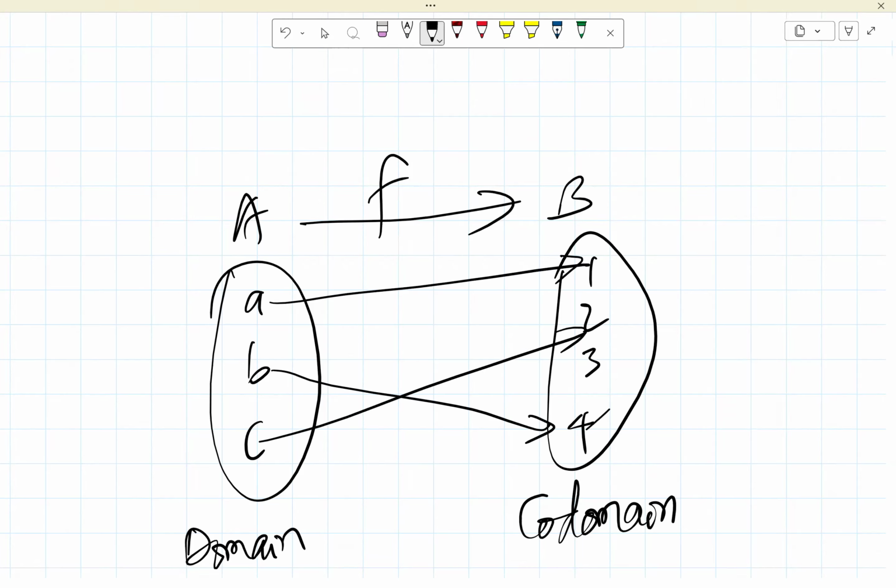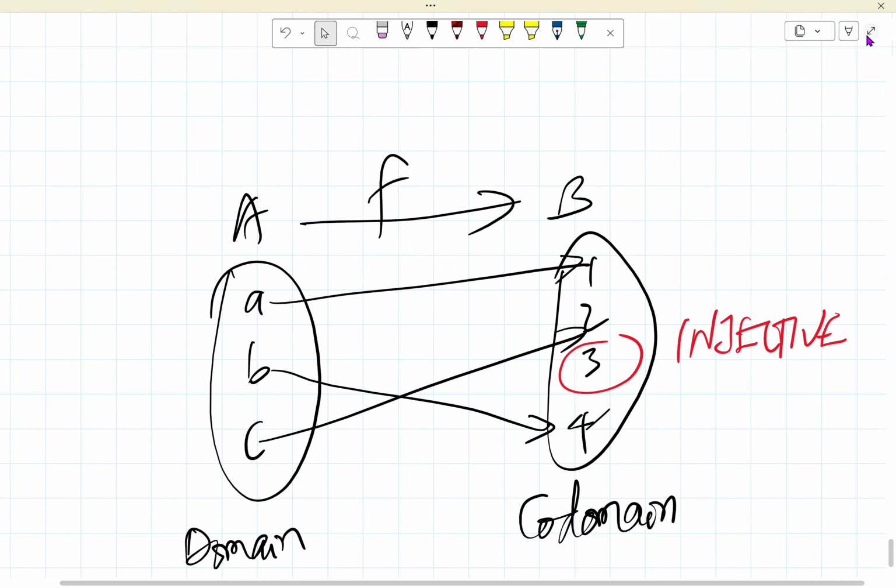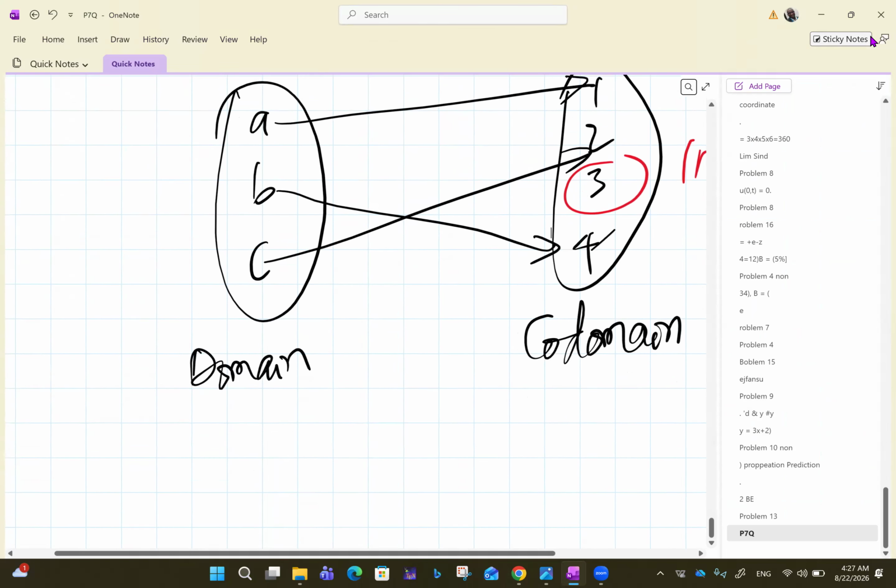So you see, not everything in the codomain is used up. So this is injective now. As far as everything here is mapped to something, we are good. The 3 is lying fallow here, it's not totally used up. So that is injective. So that's the first thing.